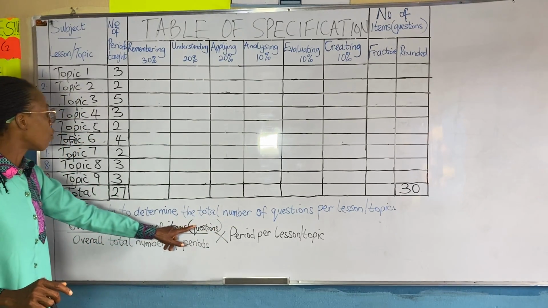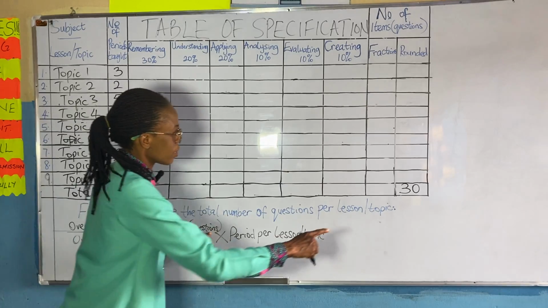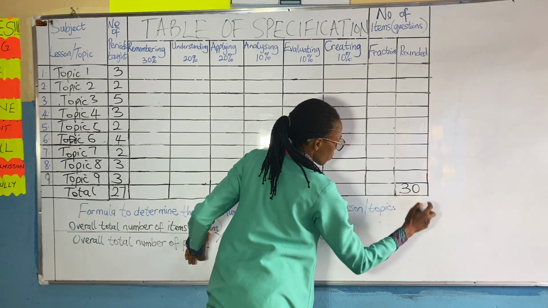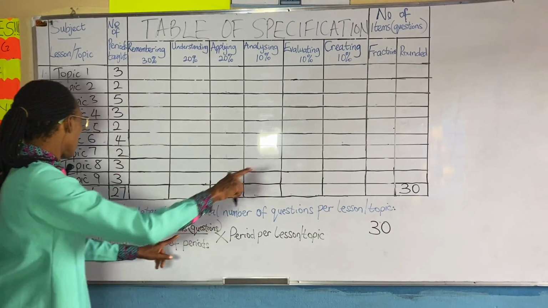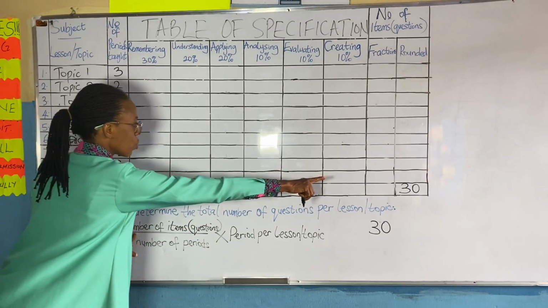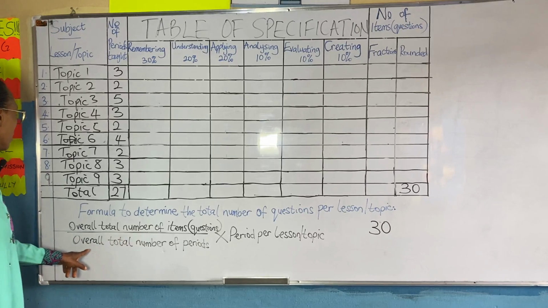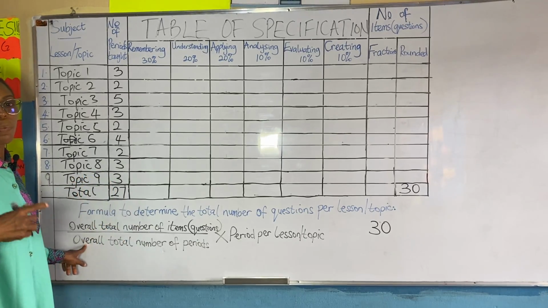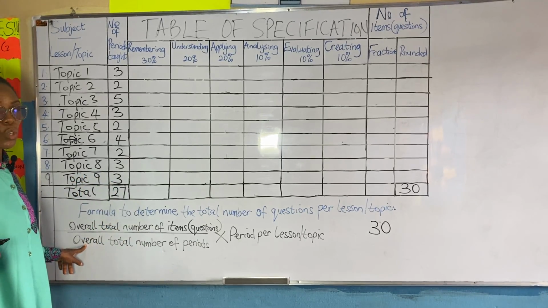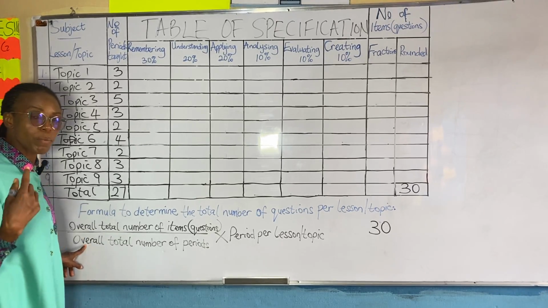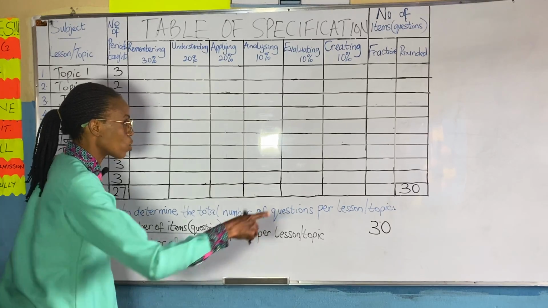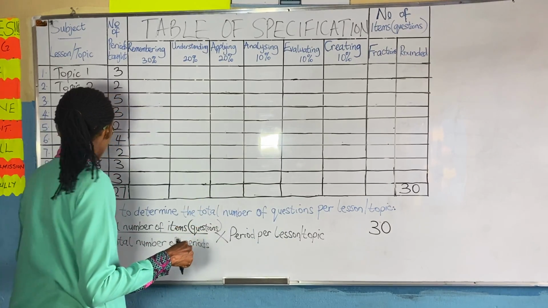overall total number of items, which is this. Let's write it here, 30. That's the overall total number of questions to be set. Your overall total could depend on the number of questions you want to set. It could be 50, it depends on the number of questions you want to set. Maybe 20, 25, it depends. So we are using 30 for this.